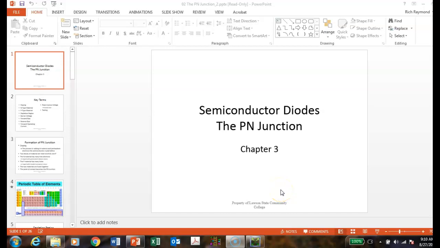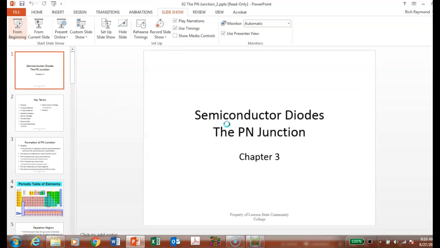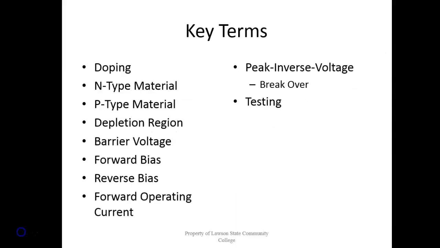According to this, the chapter will probably be different, but we're going to look at something called the p-n junction. We're going to learn a little bit about semiconductors. Let me pause it. So we'll look at something called doping.